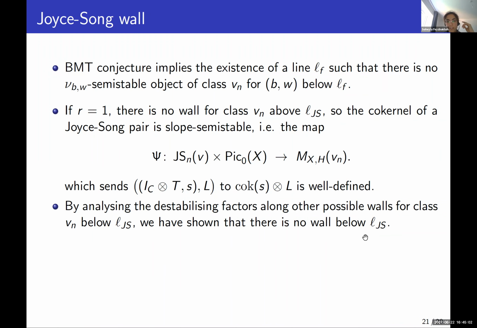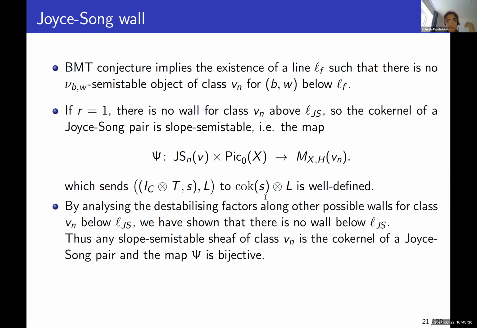And by the fact that we only see the Joyce-Song wall, and we know that they should get destabilized before the line LF, we can see that they should all destabilize along LJS. So it means that they must be the cokernel of a Joyce-Song pair. So the map psi is bijective. In fact, I've just explained why psi is surjective.